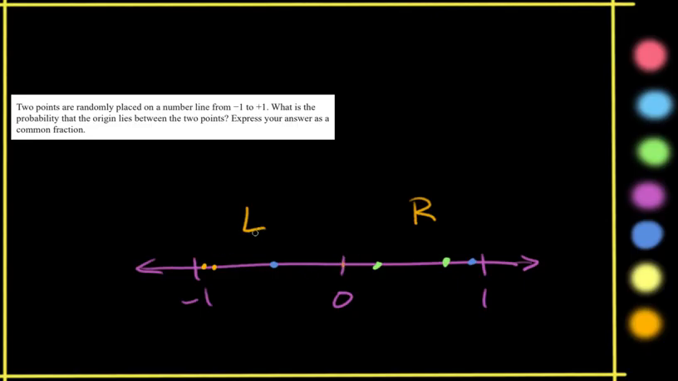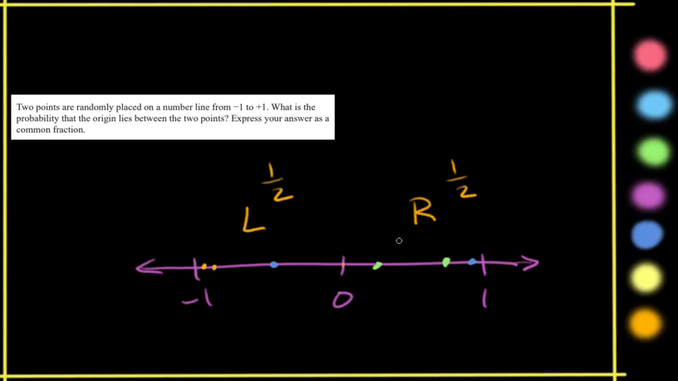So it's either going to be on the left or the right. What's the probability that it's going to be on the left? It's going to be a half. There's a half a chance that it's going to be on this side, and there's a half a chance that it's going to be on this side. Now, what about what's going to happen when you pick the second one? Well, the second one is also going to have half a chance of being on the left and half a chance of being on the right.